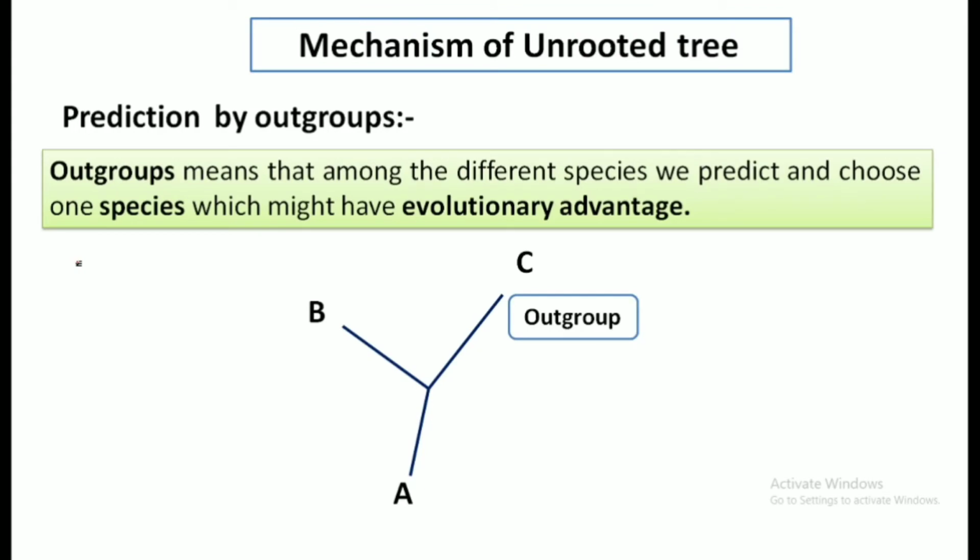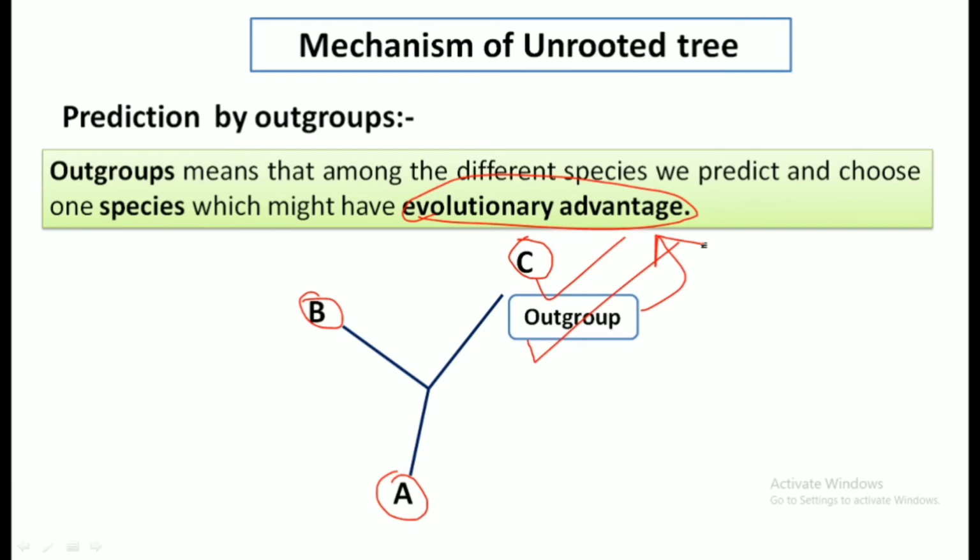Outgroups mean that among different species, like here if you consider this cladogram, here A, B and C are three different species. Okay, we predict and choose one species. Suppose we consider this species which might have an evolutionary advantage, and so they grow earlier. So this can be considered as an outgroup. That means this type of species are evolving faster. We are just considering it, we are just predicting it.